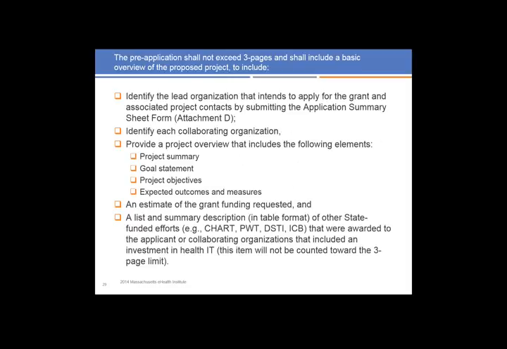The pre-application, we intend this to be a short pre-application, up to 3 pages, and it should include the following information. Identify the lead organization that intends to apply for the grant and associated project contracts by completing attachment D, which is the application summary sheet form. Identify each collaborating organization. Provide a project overview that includes the following elements: a project summary, goal statement, project objectives, expected outcomes and measures, an estimate of the grant funding requested, and a list and summary description of other state-funded efforts that were awarded to the applicant or collaborating organizations that include an investment in health IT.